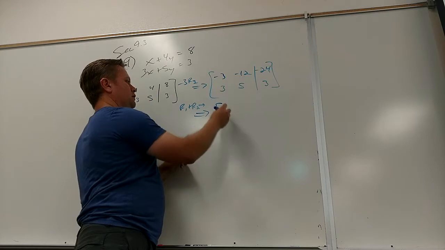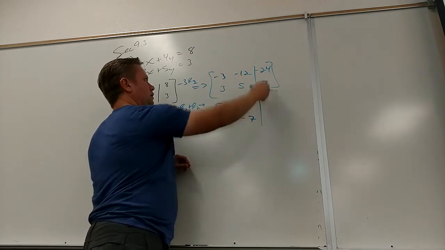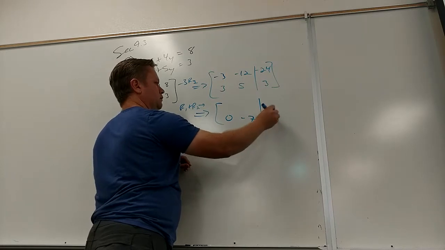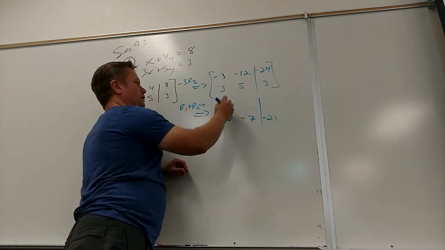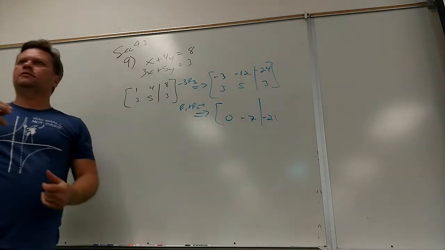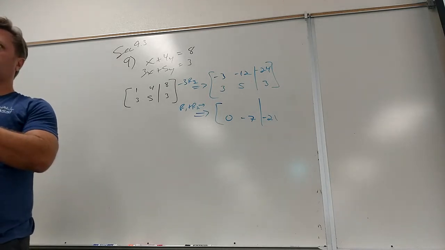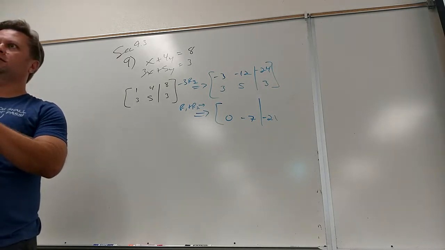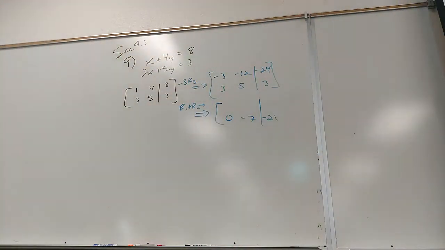So -3 and 3 is 0. -12 and 5 is -7. -24 and 3 is -21. That's right. And then the top row. All right, let me stop. Please ask me questions right now if you have them. If you haven't done this problem yet, try to get it further.